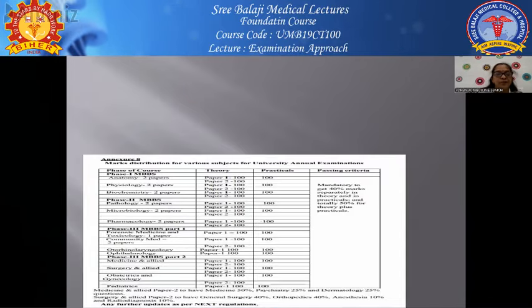For phase 3, part 2, you will have medicine, surgery, obstetrics and gynecology, and pediatrics. 4 subjects will be there for the university exam. Medicine, surgery, and obstetrics and gynecology will have 2 theory papers, each carrying 100 marks. So 200 marks for theory papers, whereas practical will have 100 marks. Whereas pediatrics will have only 1 theory exam, so only 100 marks for theory as well as 100 marks for practical.